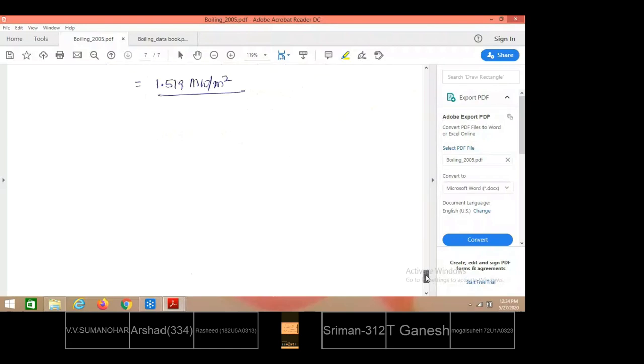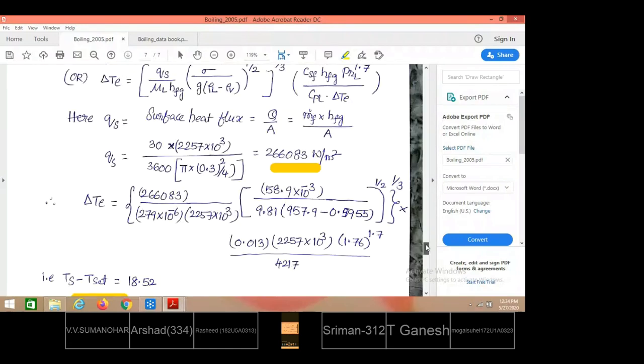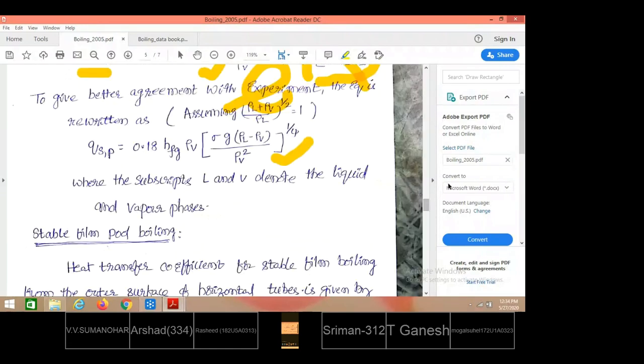This is how we have to solve the problems. Hope you have understood. Today I am closing here. In tomorrow's class we will continue with further problems and we will also see condensation. Hope you have understood. I am closing.